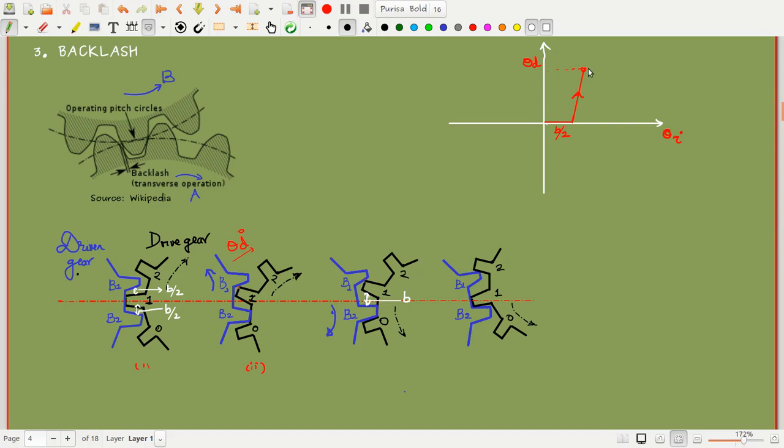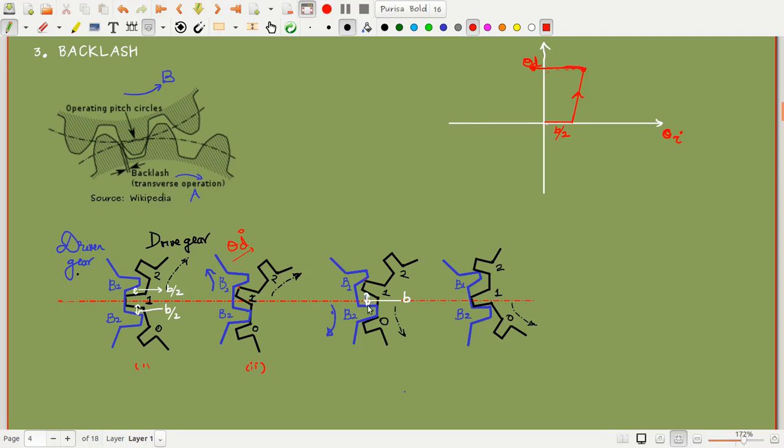So when the drive gear is at position theta d now, it has to wait for a distance B, so that it starts moving again. It waits for that much time. There won't be any rotation, that is why it is constant. It is still at theta d. Once it moves a distance B, what happens?